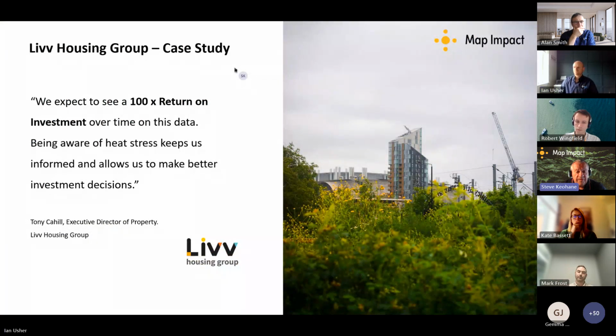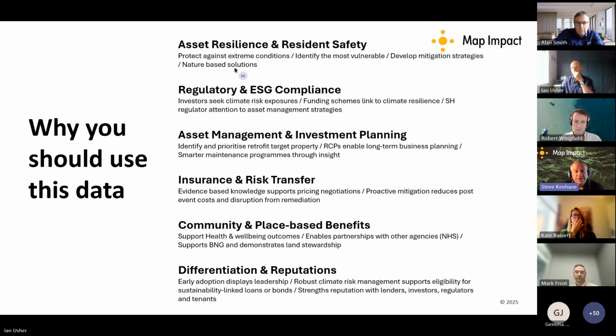That was the value proposition. So they expected to see 100 times return on investment, purely because it enabled Liv to say, out of our retrofit budget that we plan for the next 5-10 years, we can prioritize the very specific properties where we know the area or the property is most vulnerable to this heat stress. So it enabled them to make a more informed decision on their immediate spend and on planning the finance for that. Thanks, Ian.